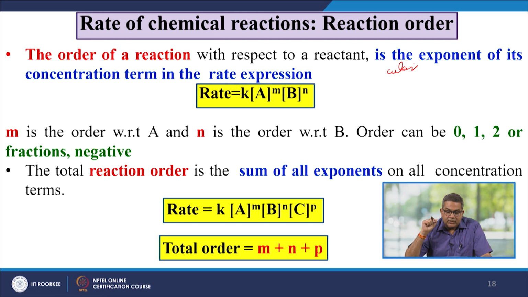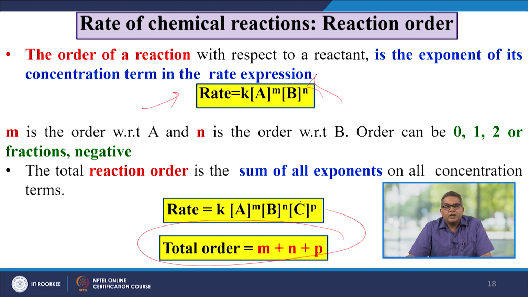Now, the order of reaction with respect to a reactant is the exponent of its concentration term in the rate expression. So, the rate is equal to k A to the power m, B to the power n. m is the order with respect to A and n is the order with respect to B. So, this order can be 0, 1, 2 or a fraction or negative, and the total reaction order is the sum of all exponents on all concentration terms, that is rate is equal to k A to the power m, B to the power n, C to the power, let us say, p. So, if we talk about the total order, that comes out to be m plus n plus p.